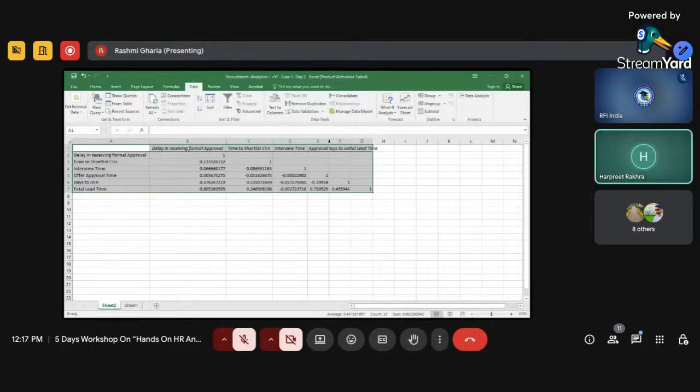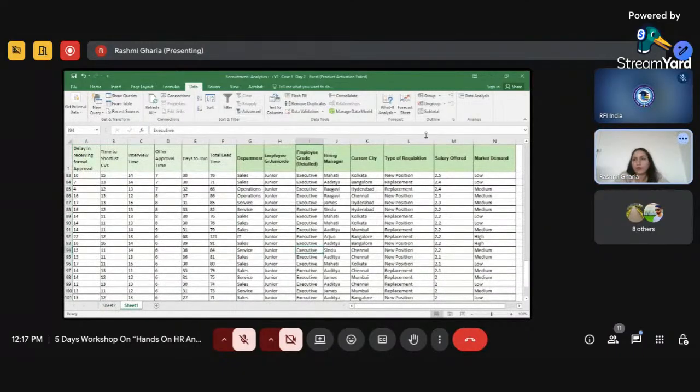Please, again, sir. Do I need to repeat it again? Yes. Okay. So what I have done, go to data analysis, click on correlation. Then select all the independent and dependent variables, in numerical form.